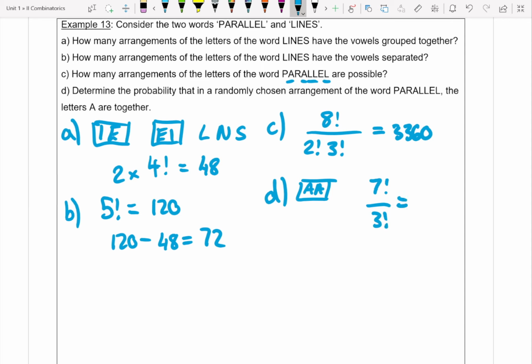This gives us 7 times 5 times 4 times 3, which is going to give us the number of elements in the event. So this was a probability. So the number of elements here is going to be 7 times 6 times 5 times 4 divided by 3 factorial. So yeah, this is 840, right?